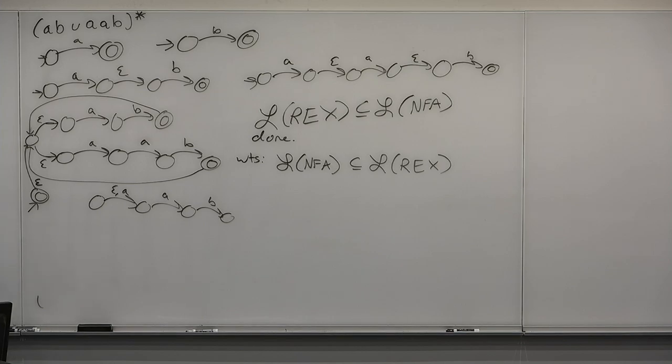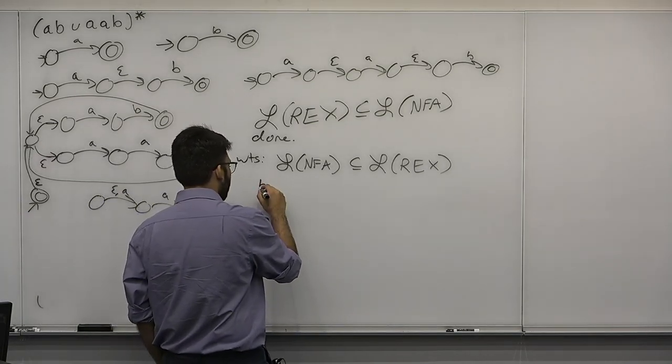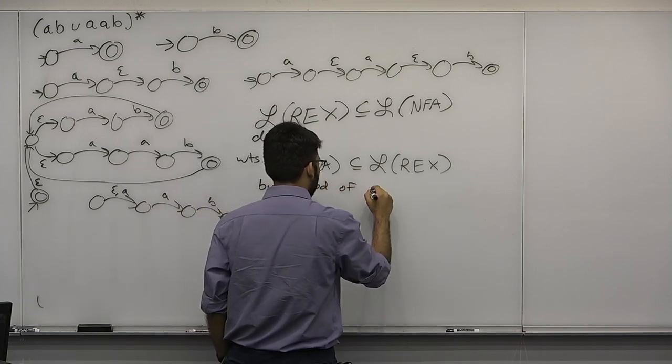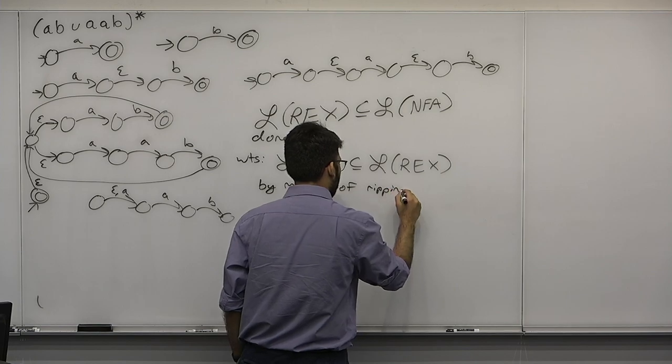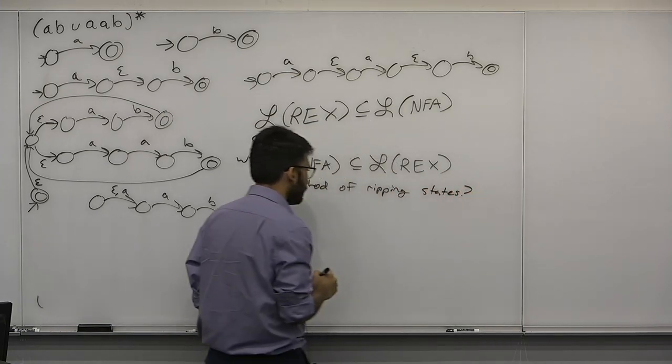There is a classic proof by induction of this, where you consider subsets of strings that go from state I to J through some other state K, and then you have three variables going on, and the proof by induction is really complicated. Sipser has this very unique proof, and he does what you might call the method of ripping states, or the ripping method.